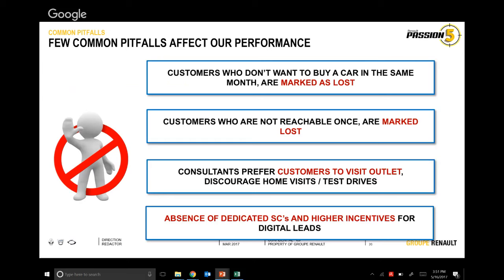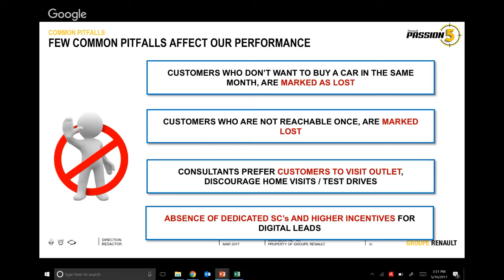Finally, it is also very important that we have a dedicated team for our digital leads, because, like I've told you, the difference between digital leads and non-digital leads, the life cycle of these leads, how these leads are generated and everything. Because the whole nature of these leads is different, we need to address these leads differently than non-digital or walk-in leads.